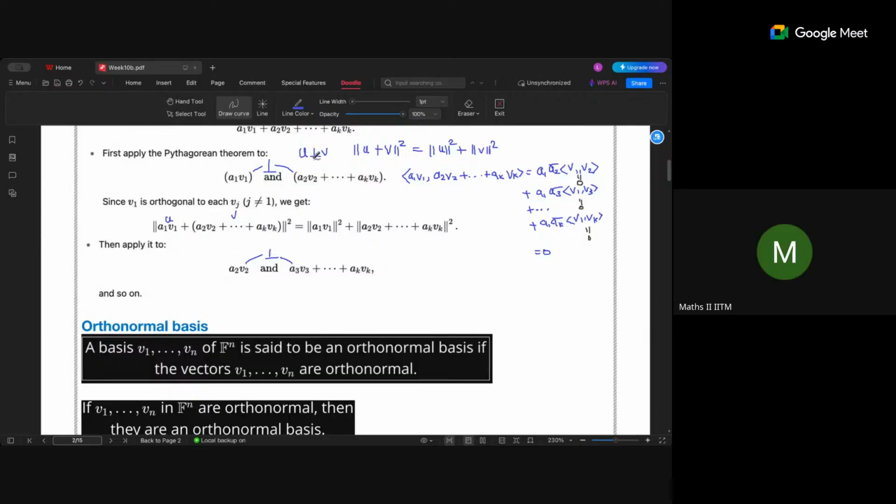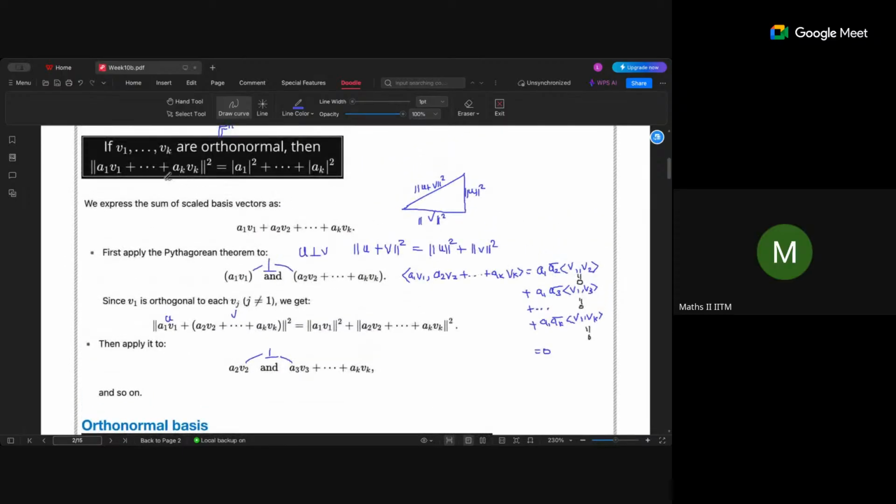So again the same thing will happen. Again you see that these two are orthogonal, so again you can apply the Pythagorean theorem and split it further, and you can keep on splitting till you have the entire answer like this.